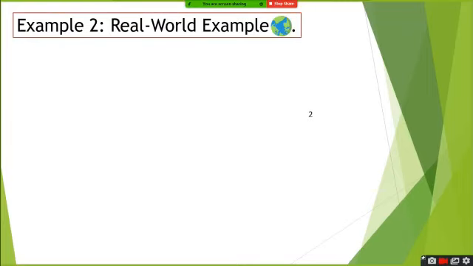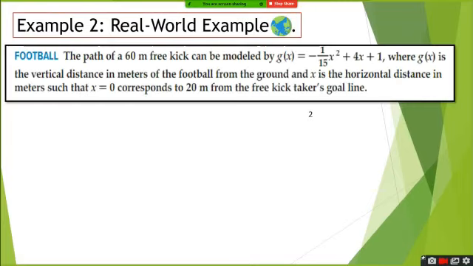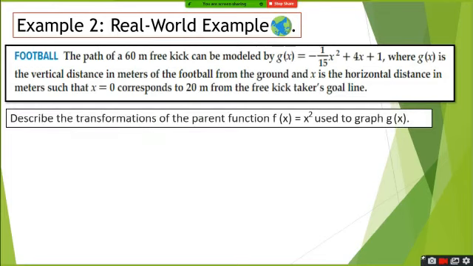Example 2, real world example. Football. The path of a 60 meter free kick can be modeled by g of x equals minus 1 over 15 x squared plus 4x plus 1, where g of x is the vertical distance in meters of the football from the ground, and x is the horizontal distance in meters, such that x equals 0 corresponds to 20 meters from the free kick taker's goal line.